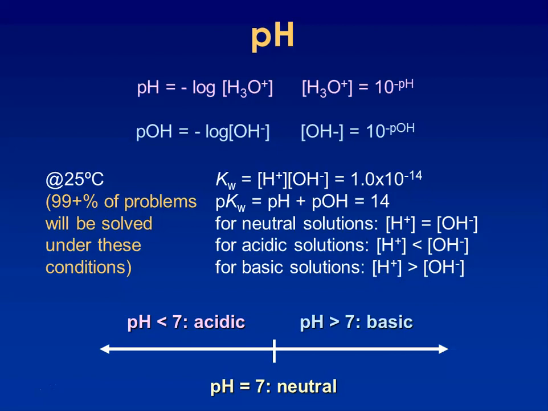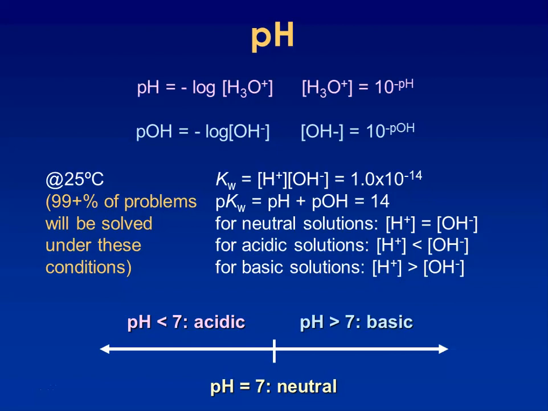And if you wanted to solve for the hydrogen concentration, you would need to take the antilog of both sides. So the hydrogen concentration would be equal to 10 to the negative of your pH value. pOH works exactly the same. Negative log of OH- is equal to pOH, and the OH- concentration is equal to 10 to the negative pOH. In equilibrium, we learned that temperature can change your K value.